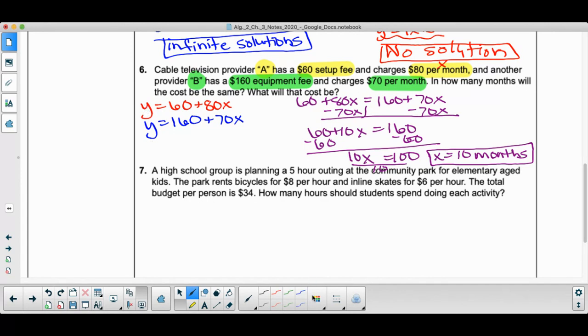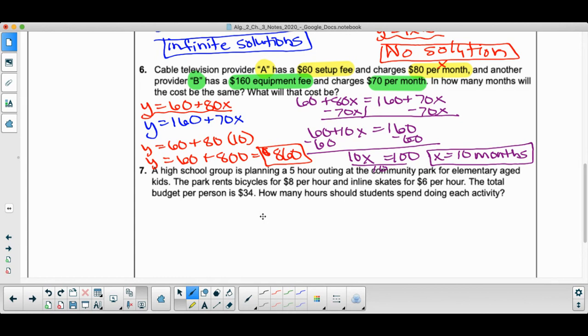So now we need to figure out what Y is. We can use either of the equations. We just know X is 10. So I'm going to use this first one here. So Y equals 60 plus 80 times 10. So in 10 months, you will have spent 60 plus 800, so $860 on cable.